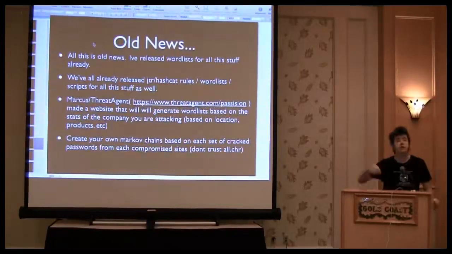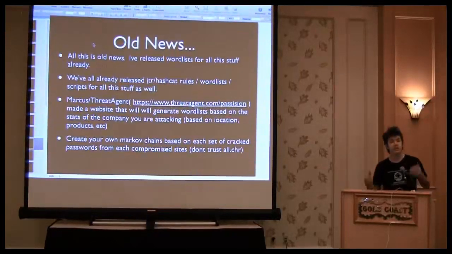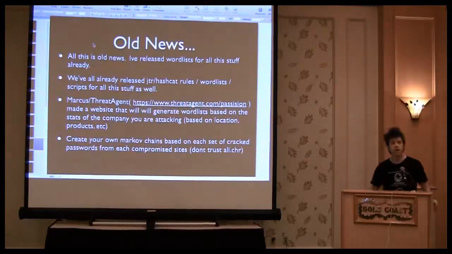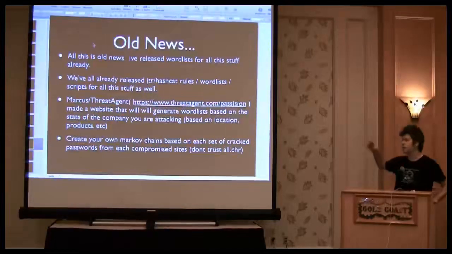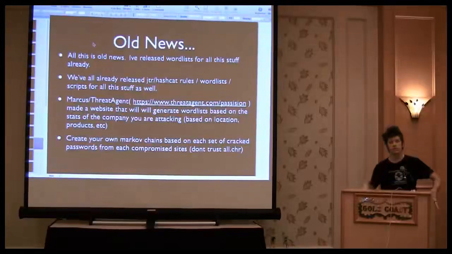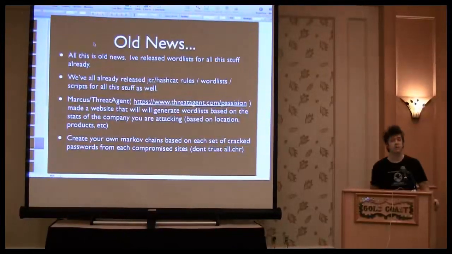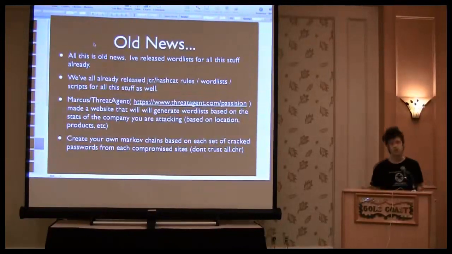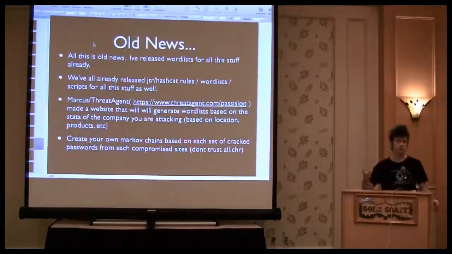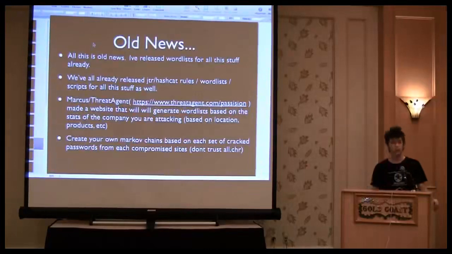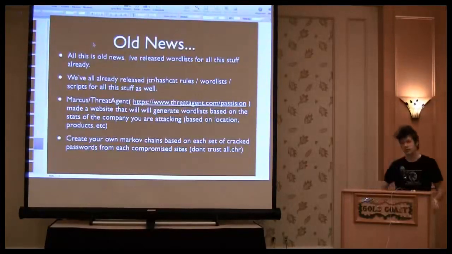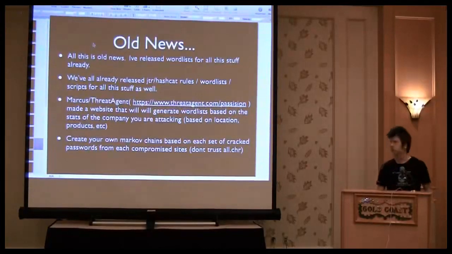So anyway, make your own based upon your data set, even if your data set's small. Make your own Markov chains, whether it's in John or in hashcat, that are based on what you're seeing. Because as soon as you bring in your all.chr from John and you're going after 12 passwords, it's just not going to work. You're just wasting your time. That's illogical. It's all about using logic.